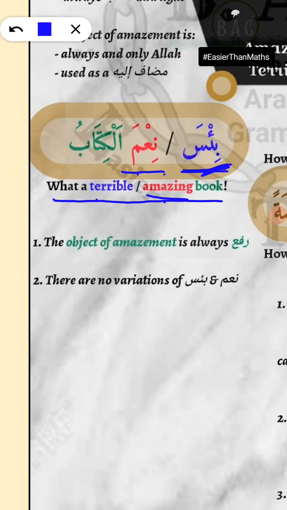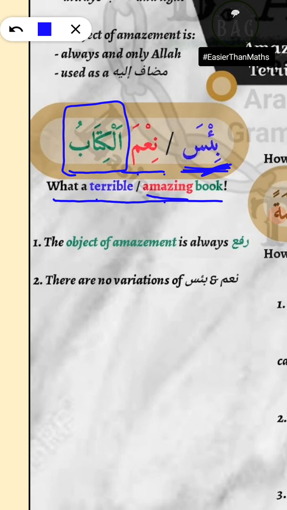We all know the word na'im or in'am, that means blessings or gifts, gifts actually. So ni'ma is the good word. It is the positive word, you could say. So these are the words for amazing and terrible. Now, what you have to do is simply use this word bisa, and then you have to add the object of amazement right after it, and that has to be in rafa form. That is it. You're done with your sentence of amazement.